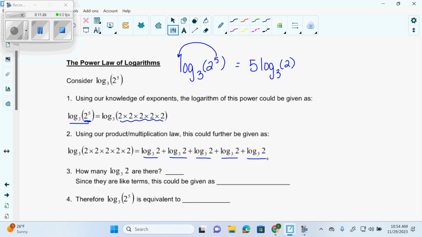How many log base 3 of 2's are there? There are 5. So if I add these up, log base 3 of 2 plus log base 3 of 2 plus log base 3 of 2 plus log base 3 of 2 plus log base 3 of 2, I would get 5 log base 3 of 2's.